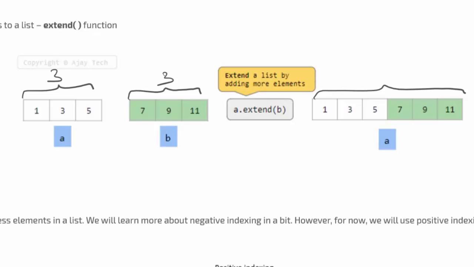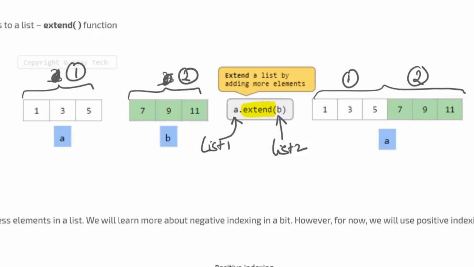How do you do it? This is basically called merging of lists. A quick and easy way to do it is to use the extend function. When you say list 1 dot extend list 2, so this is list 1, this is list 2, list 2 gets appended to list 1, as simple as that. So that's how you can merge lists.